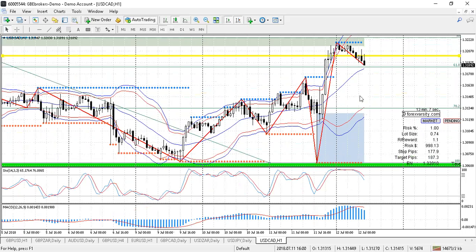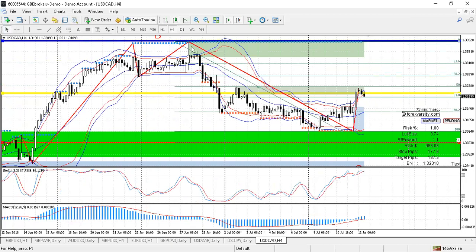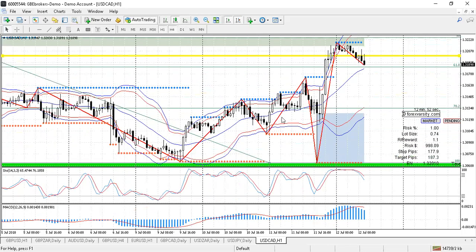This is what it looks like on the 1-hourly, and this is what it looks like on the 4-hourly. So you can see at this point, the stochastic is very overbought. And you see it even clearer on the 1 hour, that the price has zoomed up like this, and then the stochastic has gone into the overbought section, but it's actually breaking down now through the 80 again. And the MACD is also giving us a sell signal.